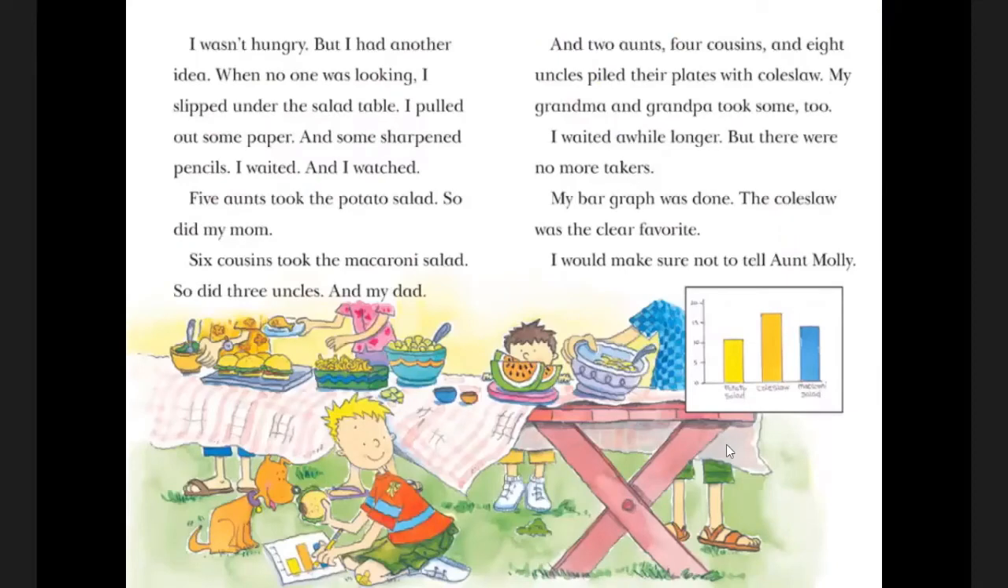I wasn't hungry, but I had another idea. When no one was looking, I slipped under the salad table and pulled out some paper and some sharpened pencils. I waited and I watched. 5 aunts took the potato salad. So did my mom. 6 cousins took the macaroni salad. So did 3 uncles and my dad. And 2 aunts, 4 cousins, and 8 uncles piled their plates with coleslaw. My grandma and grandpa took some too. I waited a while longer, but there were no more takers. My bar graph was done. The coleslaw was the clear favorite. I would make sure not to tell Aunt Molly.